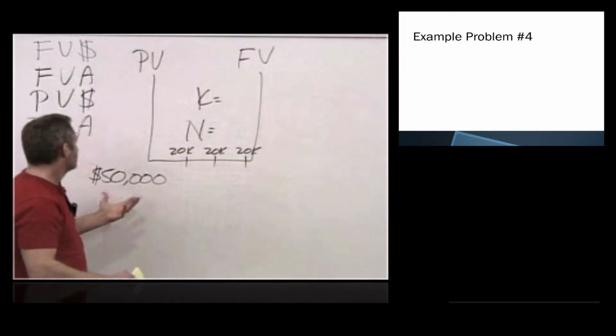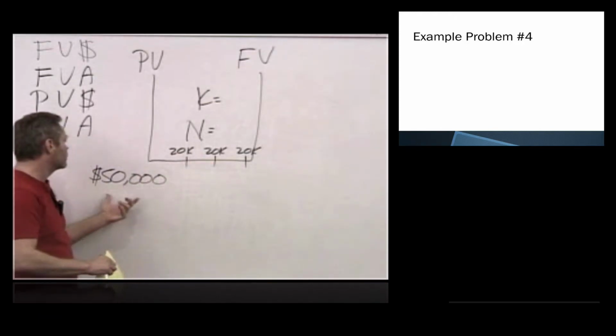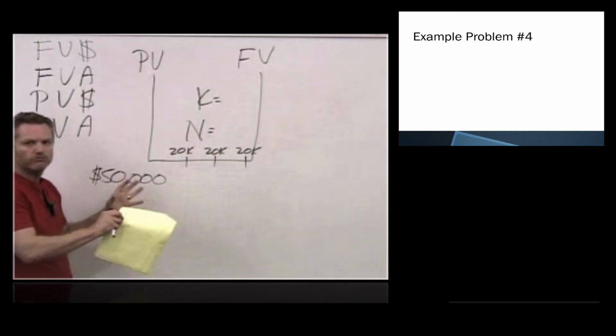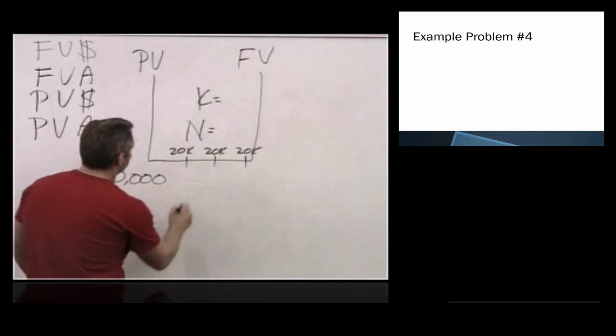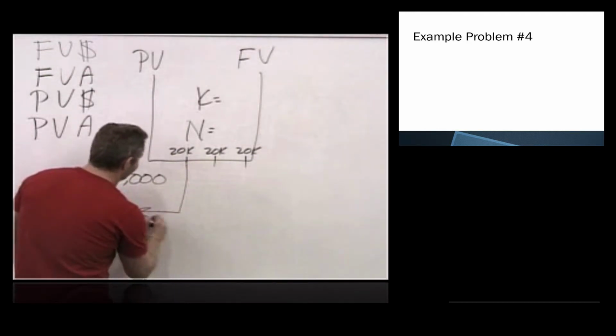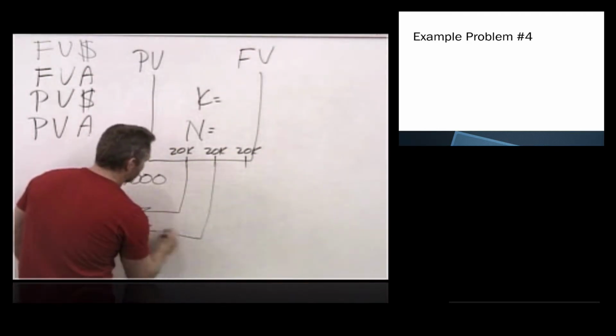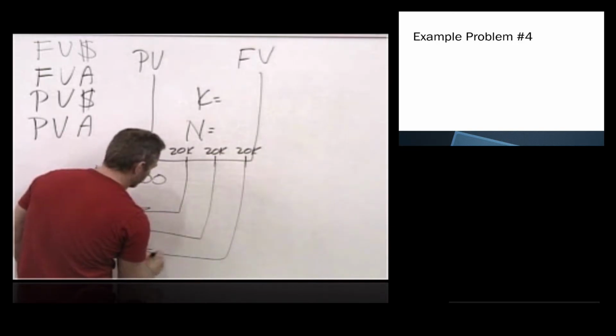So some people pick the $20,000 payments, some people pick the $50,000, but the real answer is we've got math we have to do, right? We've got to figure out these values. So what I'm going to do is discount back these 3 cash flows. All right?